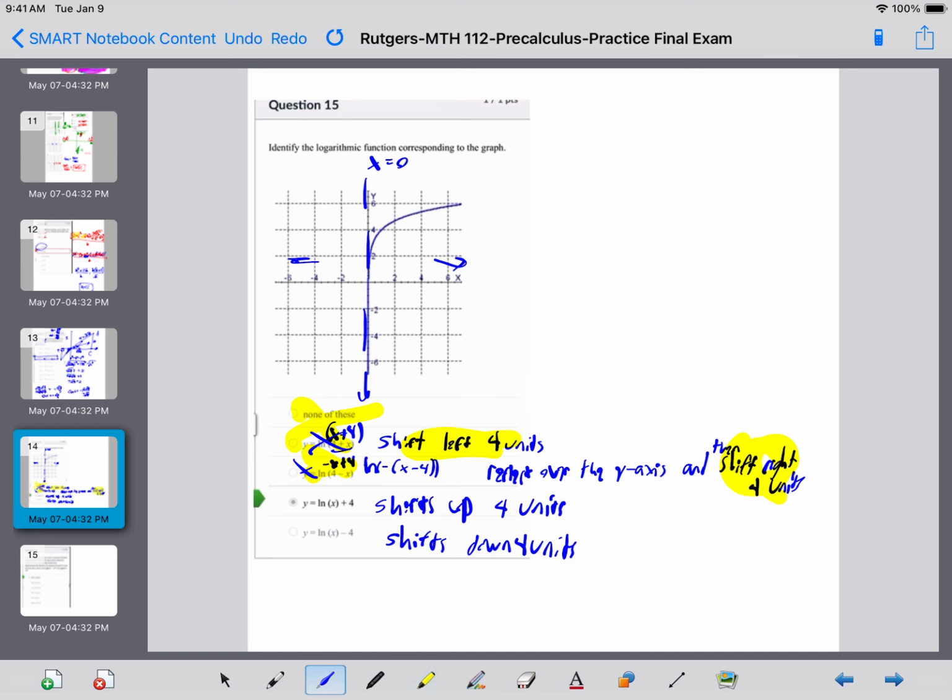And then typically your log would look like this. At 1, it would be 0, and then it would slowly go up. So it looks like this shifted up. So the only one that shifted up was this one. Okay.